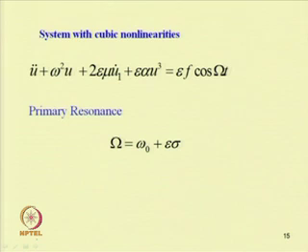So, let us continue this module 6 lecture 4, in which we are discussing a nonlinear system with cubic nonlinearity. In this case we are discussing the Duffing equation, which is given by u double dot plus omega 0 square u plus 2 epsilon mu u dot plus epsilon alpha u cubed equal to epsilon f cos omega t. We are discussing the primary resonance condition, that is omega is nearly equal to omega 0 plus epsilon sigma, where sigma is the detuning parameter.